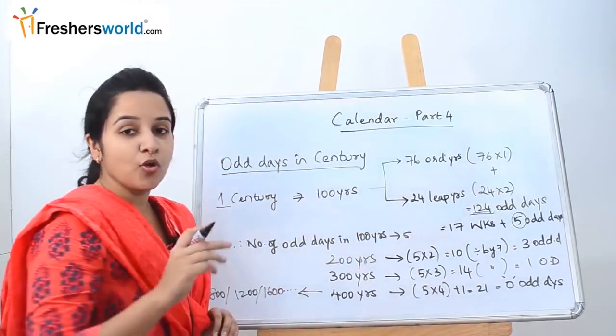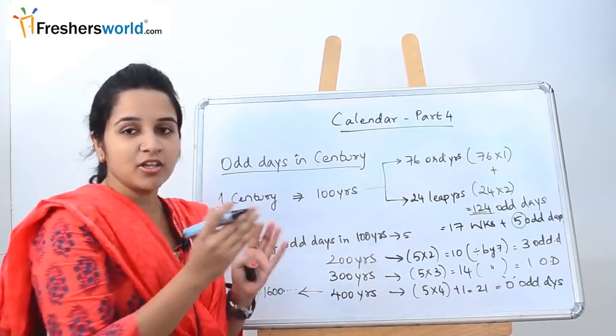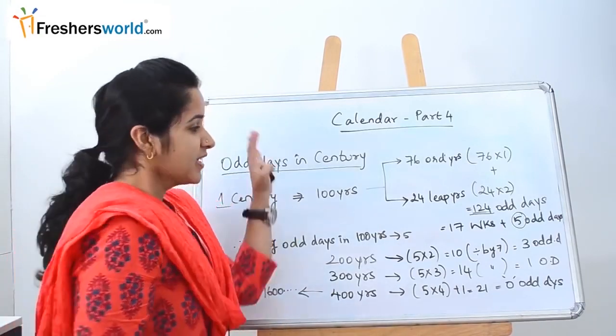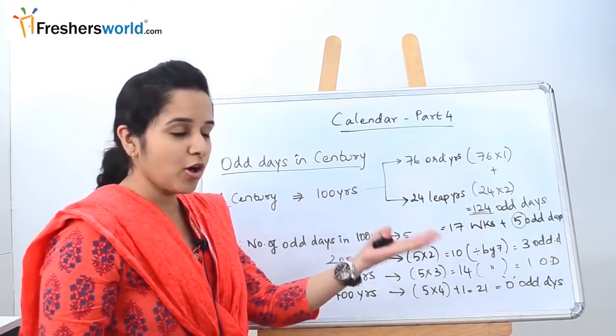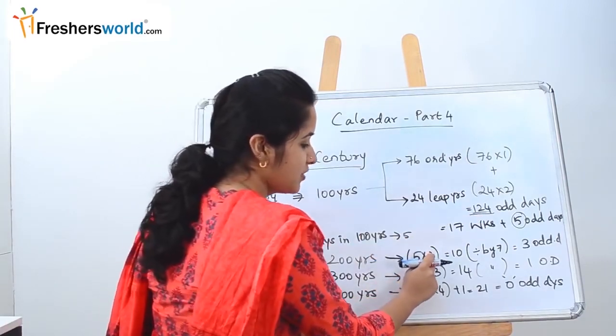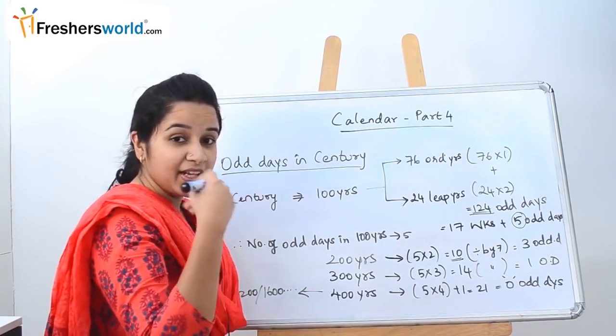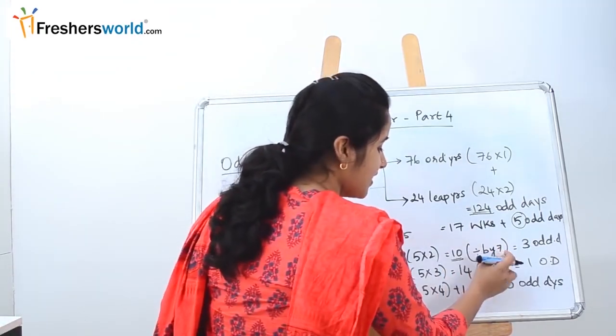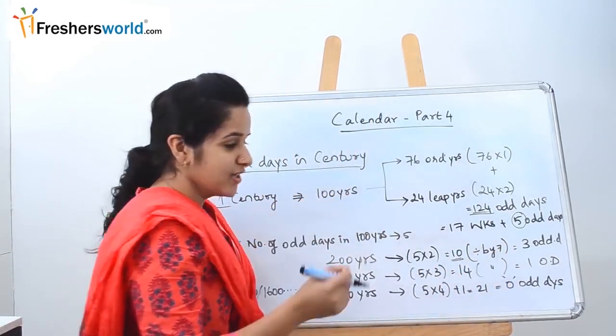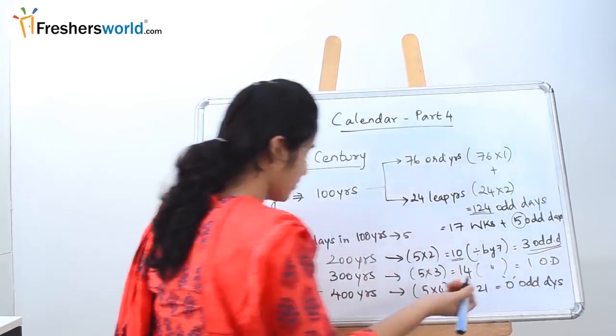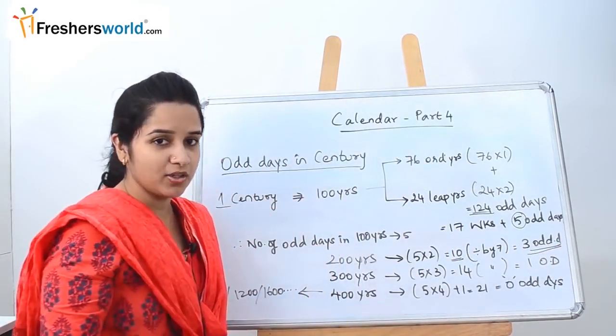Similarly, if you go for 200 years, instead of calculating everything again, what you can do is 5 odd days into 2, which is 10 odd days. We can again divide it by 7. If you divide it by 7, the remainder is 3. So in 200 years, we have 3 odd days.